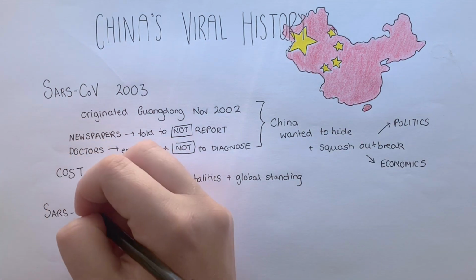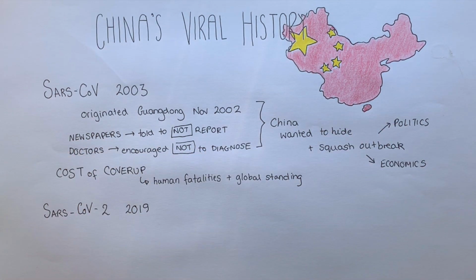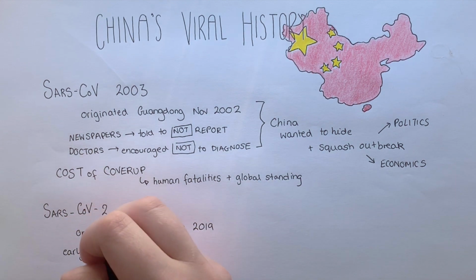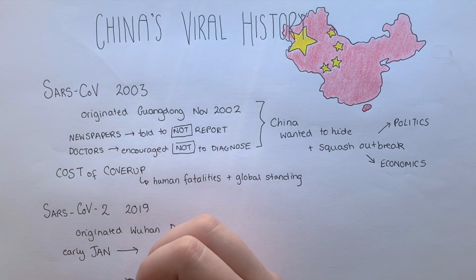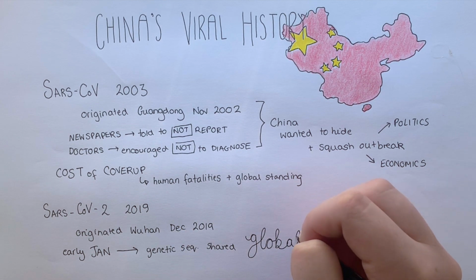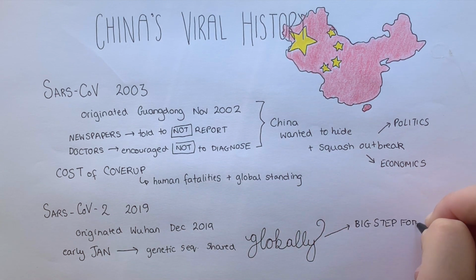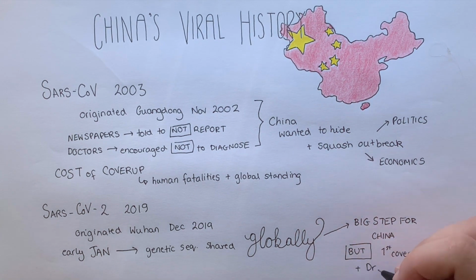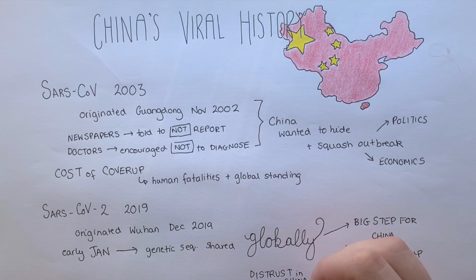So when it came to the new one in 2019, SARS-CoV-2, they wanted to get the information out faster than the one in 2003. Obviously, this was pushed forward a lot by Dr. Wenliang, but it still meant that in early January, they got the genetic sequence shared globally. This is a big step for China.